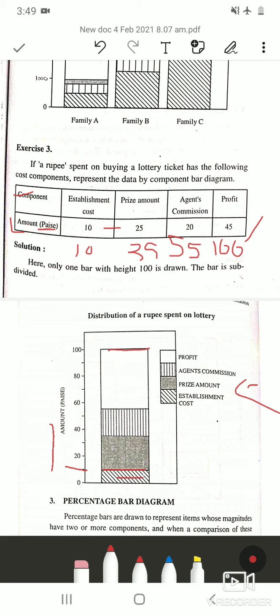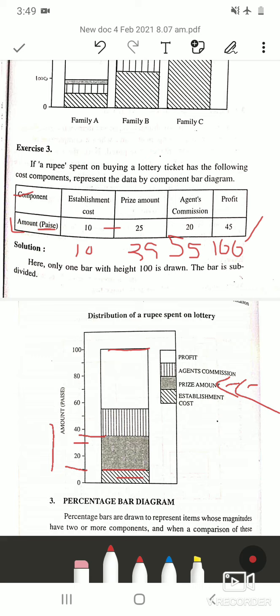Here this, the first component, is establishment cost. The next value is 35. So this is 30, so 35 will be somewhere here. So shade it with whichever shading you like and write it in the index.